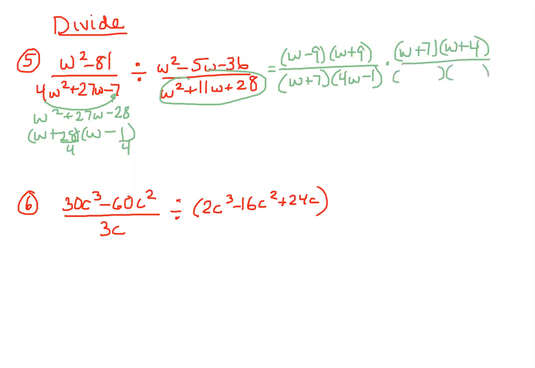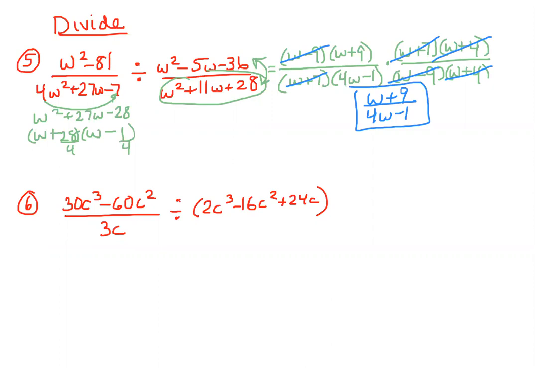And now remember that we have to take the reciprocal of this. What multiplies to give you negative 36 and adds to give you negative 5? Negative 9 and 4. What can we cancel? W minus 9, W plus 7, W plus 4, and we're left with W plus 9 over 4W minus 1. And that's our answer. All right, let's look at the next one.